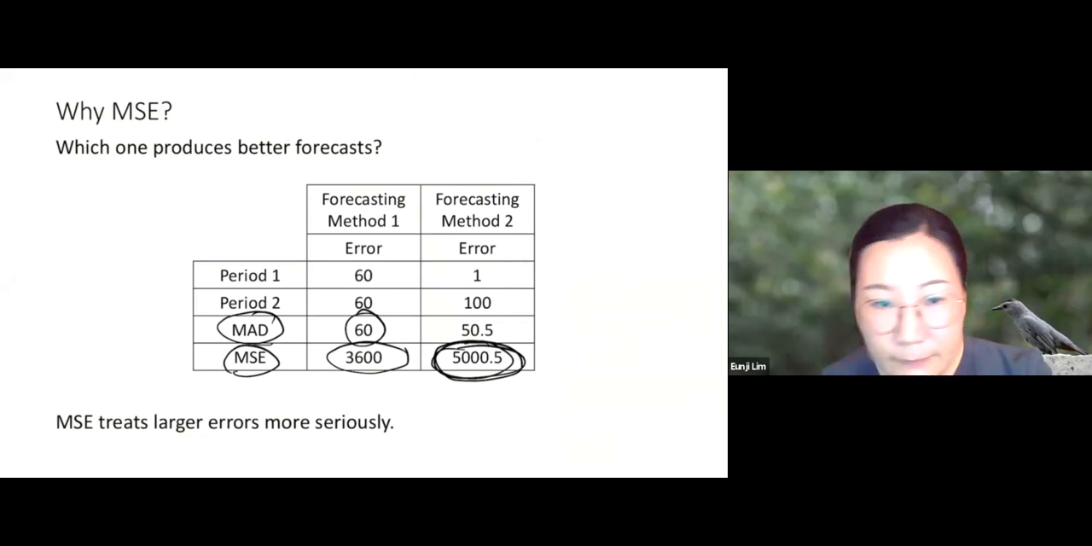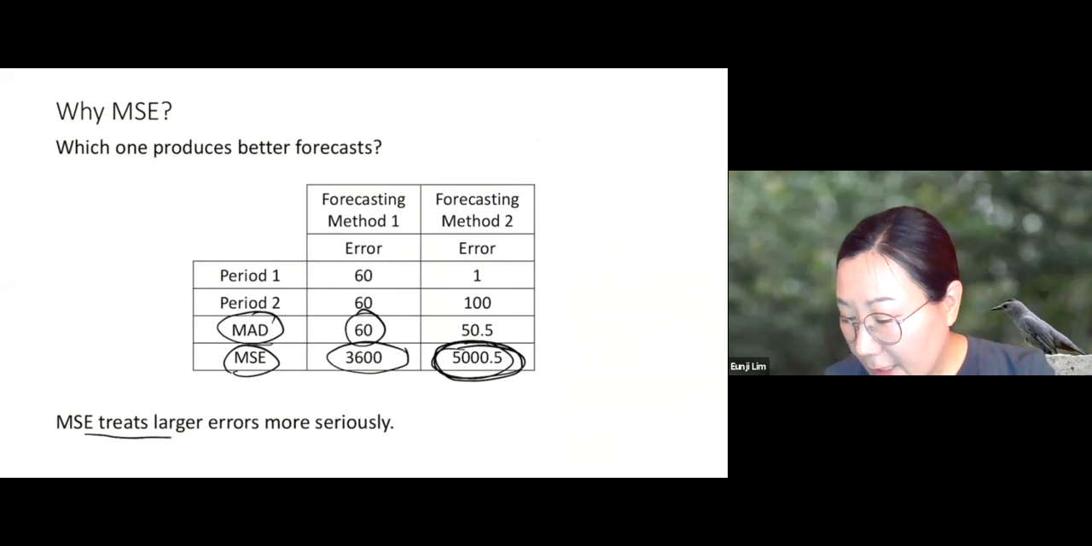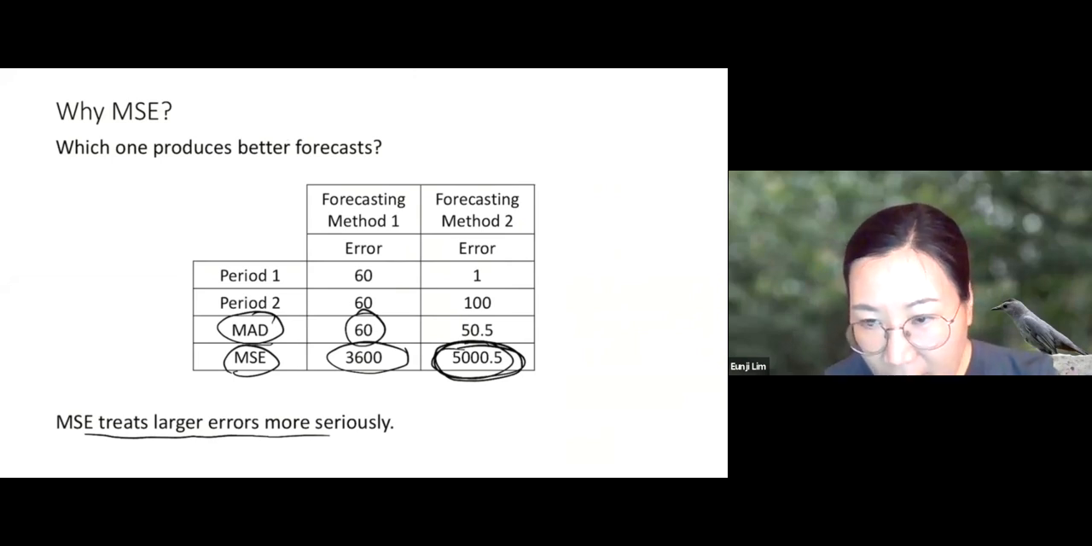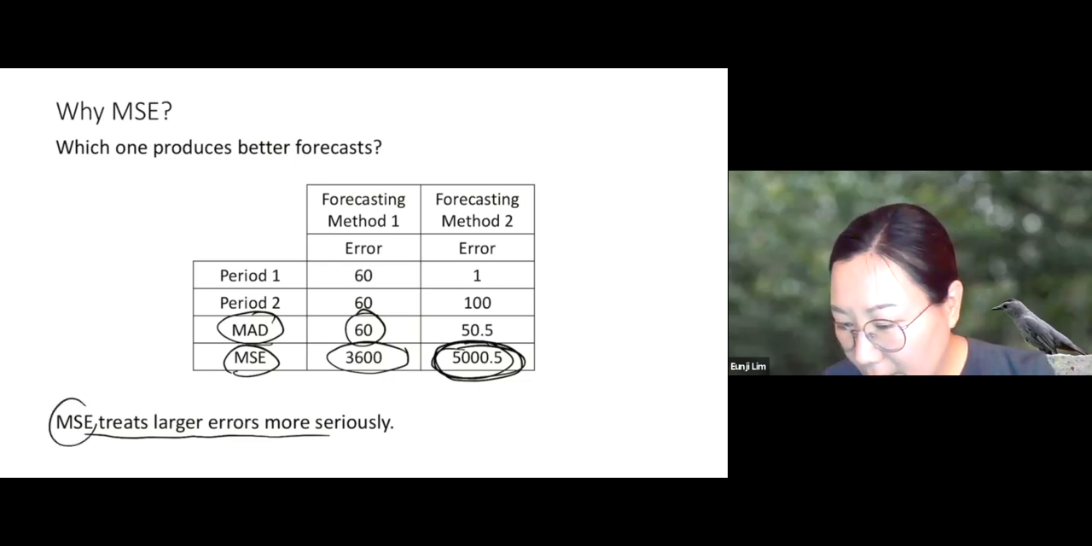So we can see that MSE treats larger errors more seriously. So if you would rather have moderate-sized errors throughout the periods, and you don't like to have one particularly large error, you can choose your forecasting method according to MSE.